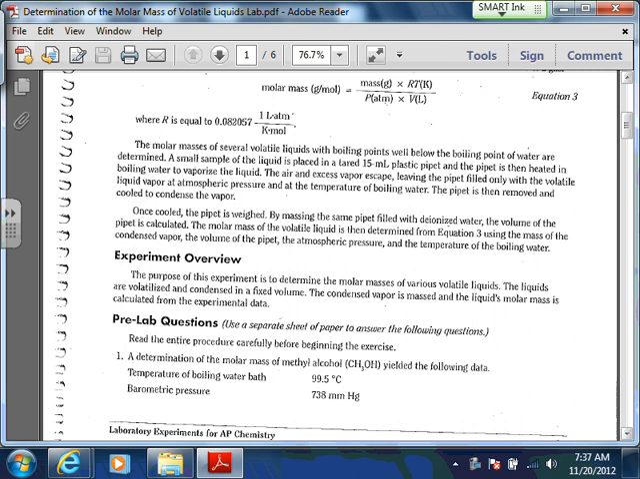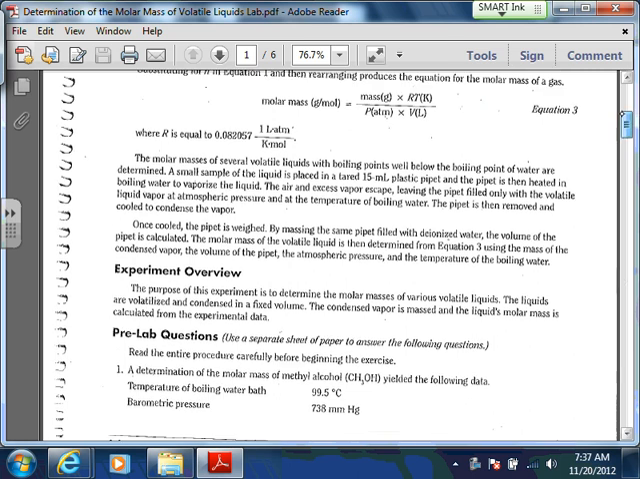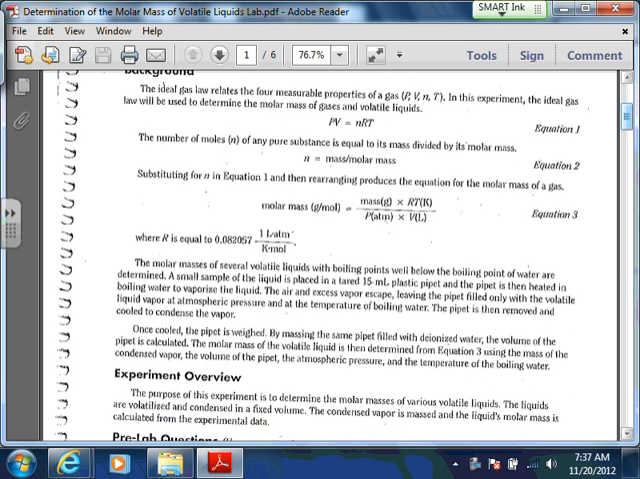Okay, so the idea here is they're giving us a central equation at the top here, the molar mass, this is the M = mRT/PV equation right here. And that's the one that we're going to use in this lab to figure out the molar mass of these different liquids that we're going to use.